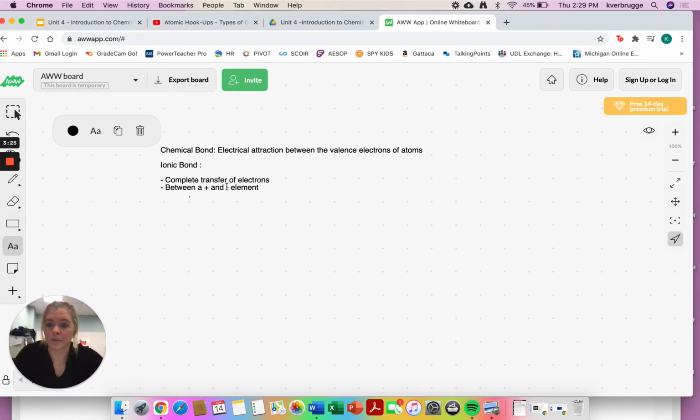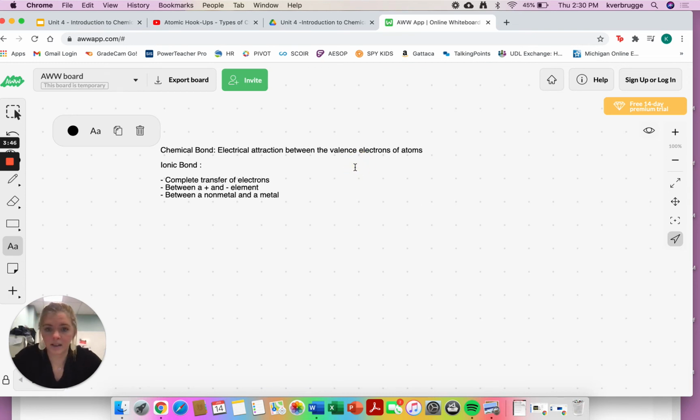So, an ionic bond then is between a positive and a negative element, meaning there's something from the left side of the periodic table and something from the right side of the periodic table. So we know that an ionic bond is between a nonmetal and a metal, generally. Okay?